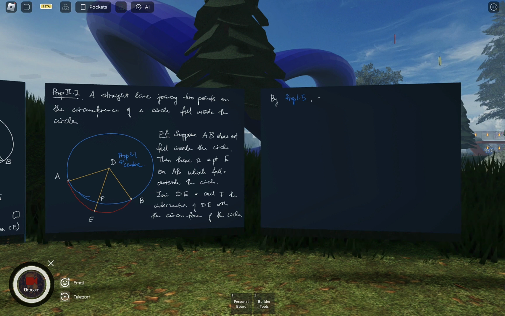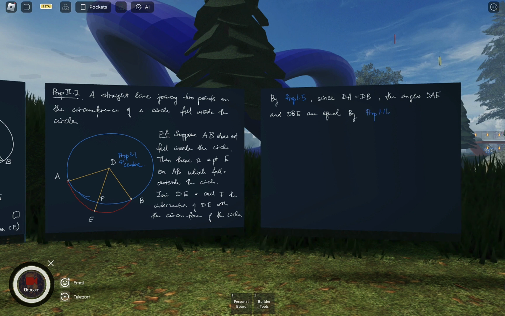Maybe I'll write better. So DA and DB are equal, right? Because they're radii of a circle. The angles DAE and DBE are also equal. And of course, these are the angles that are opposite the equal sides of this isosceles triangle, so they have to be equal. And now we're going to use Proposition 1.16.